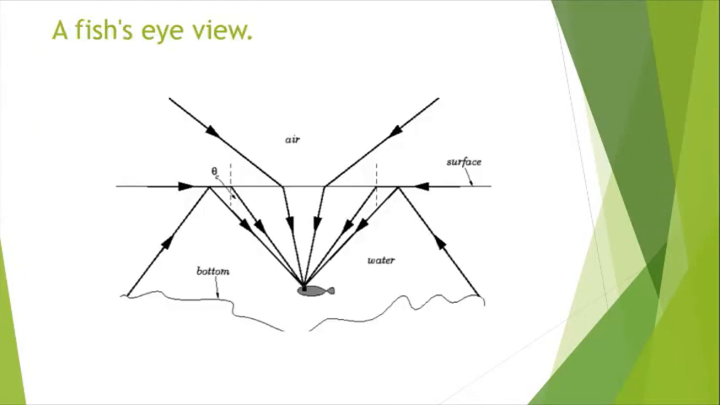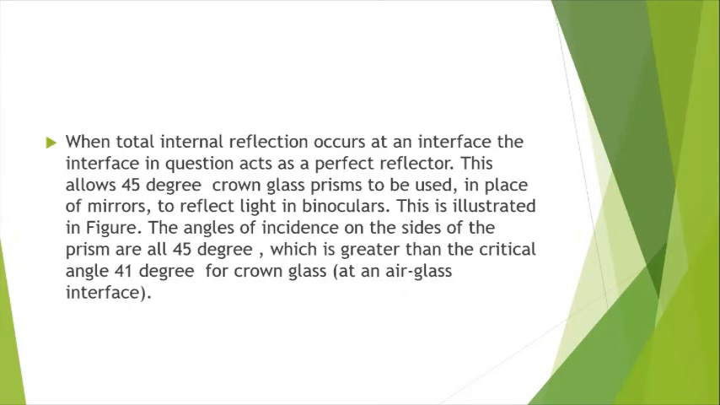Okay, next. Okay, when total internal reflection occurs at an interface, the interface in question acts as a perfect reflector. This allows a 45-degree crown glass prism to be used in place of a mirror to reflect light in binoculars. This is illustrated in the figure. The angles of incidence on the sides of the prism are all 45 degrees, which is greater than the critical angle of 41 degrees for crown glass at an air-glass interface.